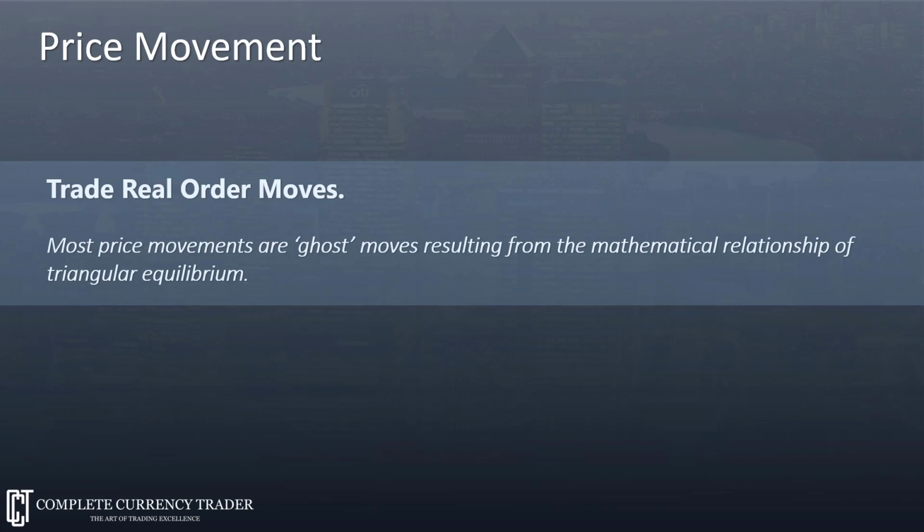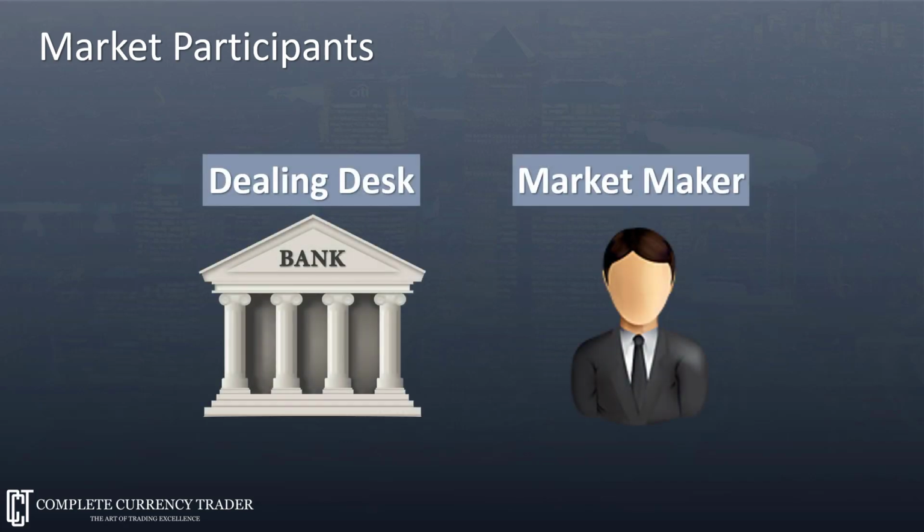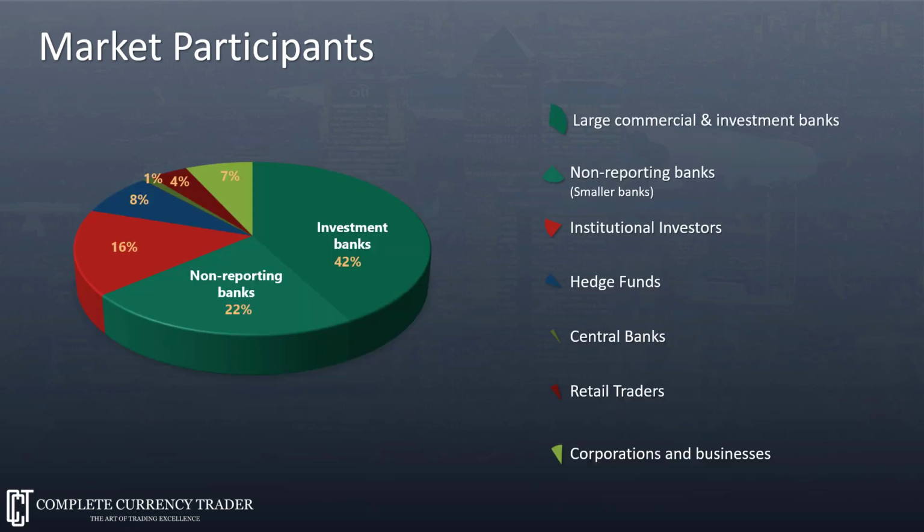Now, the question, of course, is how do you tell the difference? Well, to do that, you've got to understand who the market participants are and how they trade. In very simple terms, there are two main groups: bank dealing desks and market makers. It's obviously more complicated than that, but for the purposes of being able to make money, these are the two important groups that we need to know about. Banks account for nearly 2/3 of all the volume in Forex, 64%. They are by far the biggest participants.